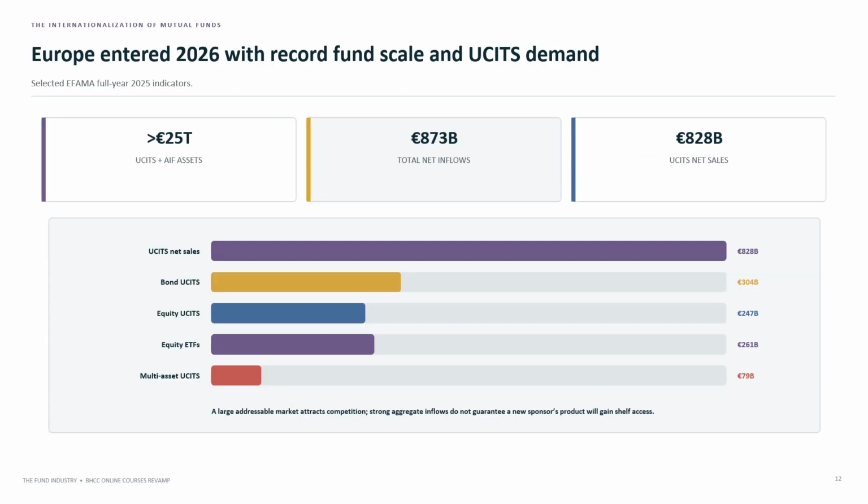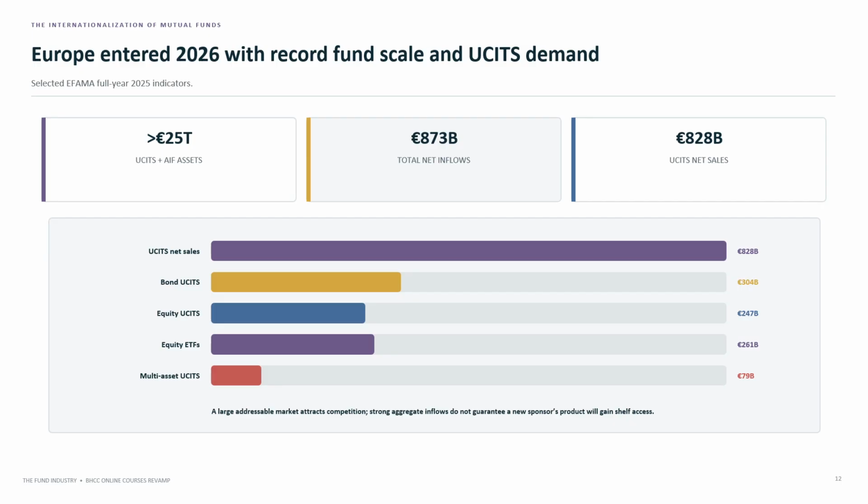Europe entered 2026 with record fund scale and strong UCITS demand. The slide reports more than 25 trillion euros in combined UCITS and AIF assets at year-end 2025, total net inflows of 873 billion euros, and UCITS net sales of 828 billion. Bond UCITS attracted 304 billion euros, equity UCITS 247 billion, equity ETFs 261 billion, and multi-asset UCITS 79 billion. These are important market signals.